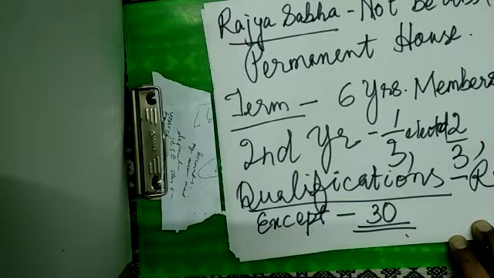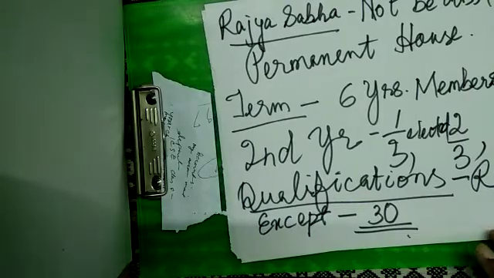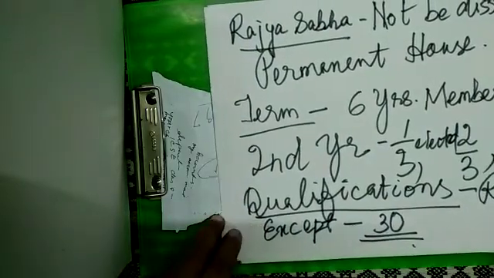The Rajya Sabha members should be 30 years of age, should not hold any office of profit, should have their name in the electoral list, should not be of unsound mind, and should not be a proclaimed criminal. That is all about the qualifications required.